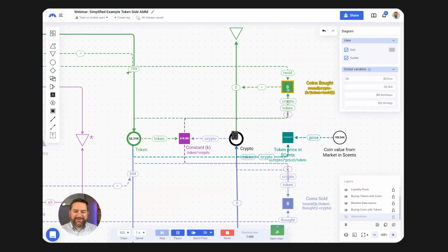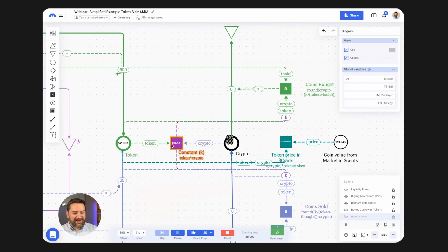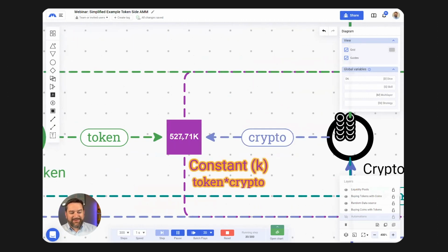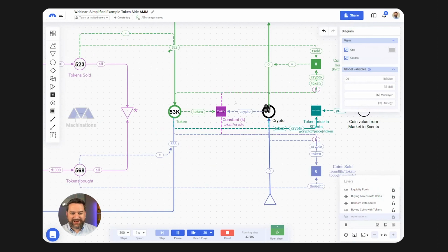Because of that rounding error and the way in which Machinations works with whole integers, we've got all these transactions going on, but the number of crypto resources that now need to be added or removed from the liquidity pool each step is going to be rounding down to 0 every time. Our token price is never going to change. Our constant is going to get more and more incorrect because we're adding and removing tokens, but that rounding error means we're never changing the number of crypto that we've got in our pool.